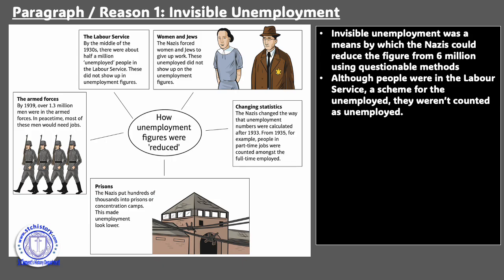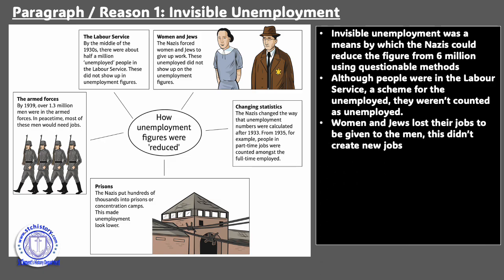Although people were in the labour service, a scheme for the unemployed, they weren't counted as unemployed on the unemployment figures. So they weren't doing really anything. They were in a scheme because they had to be, but they were taken off the unemployment figures, even though they weren't necessarily technically employed. A little bit of fudging the figures, but we'll explain that in the paragraph, hopefully.